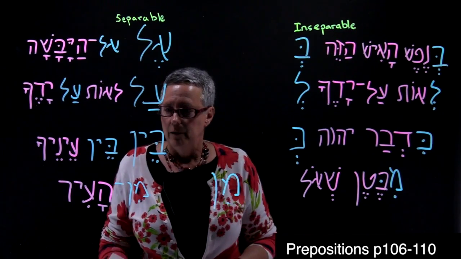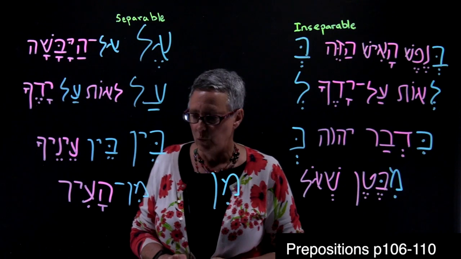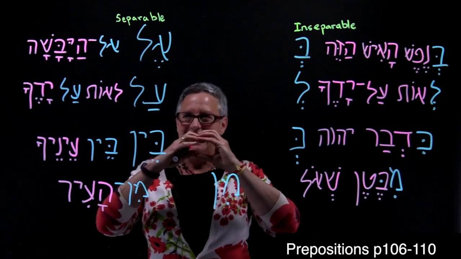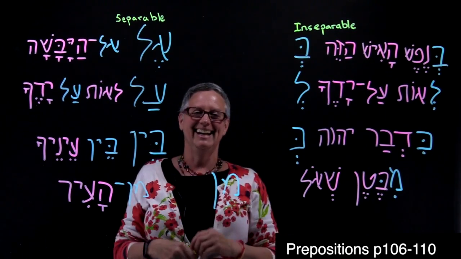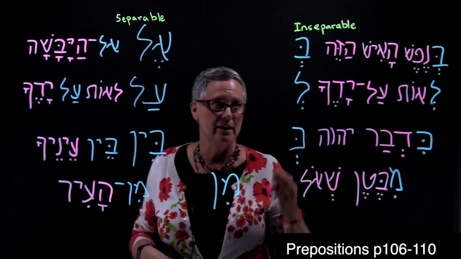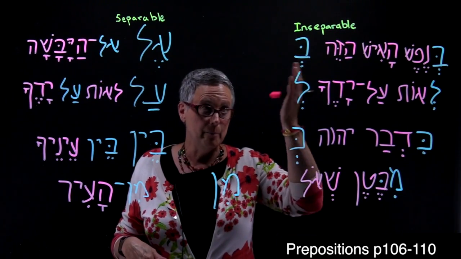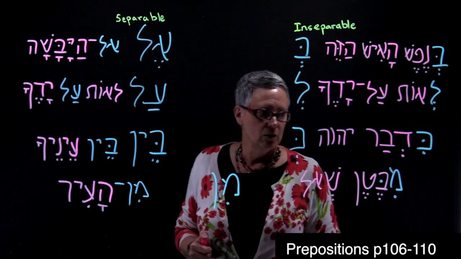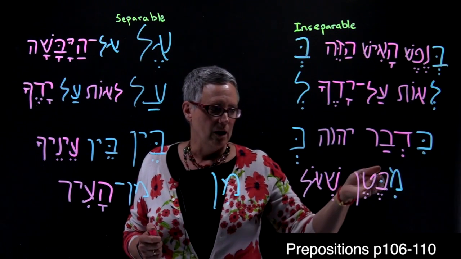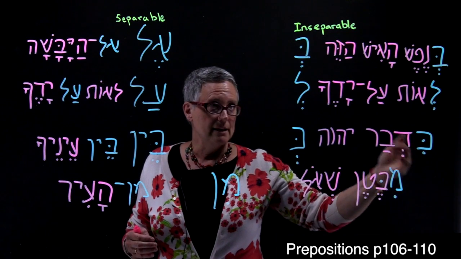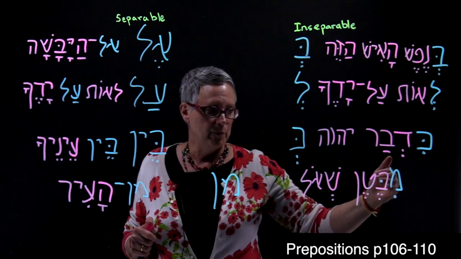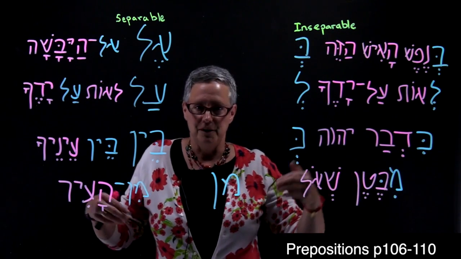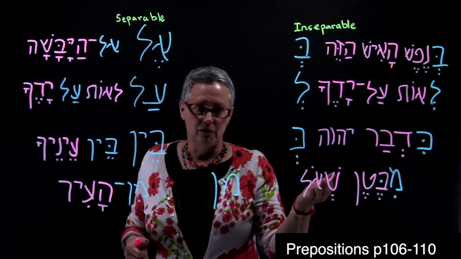Bein einecha, between your eyes, which is where you are putting the totafot. Min is an example of a preposition that can appear in connection with another word or separate from the other word. So mi beten sheol would be min used as an inseparable preposition: from the stomach or the middle or the innards of Sheol.